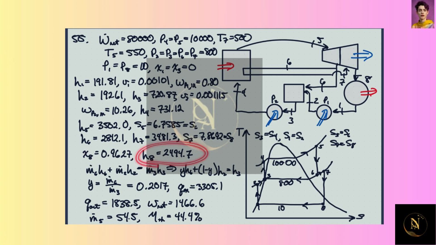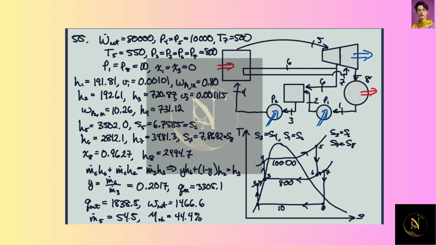Find the enthalpy there. And now we have the enthalpy at every point we need, so we can start looking at different pieces of this system. First thing we can look at is the feedwater heater. All right, so let's see here. This is enthalpy flowing into the feedwater heater, enthalpy flowing out. We divide through by M3 and define Y as M dot 6 over M dot 3.